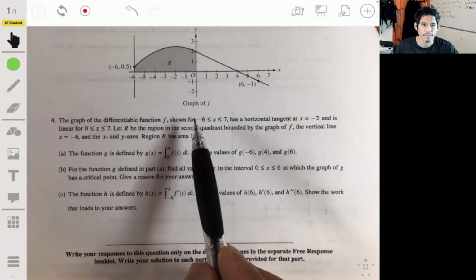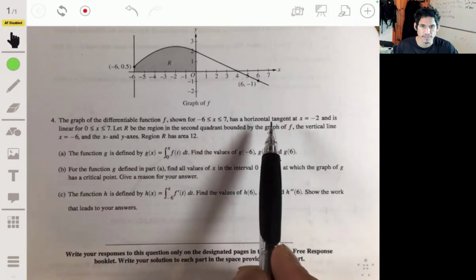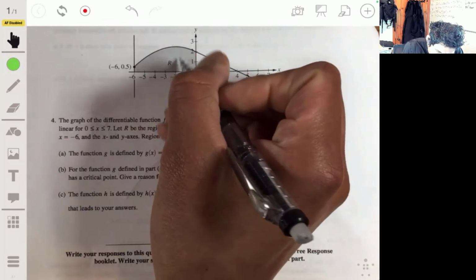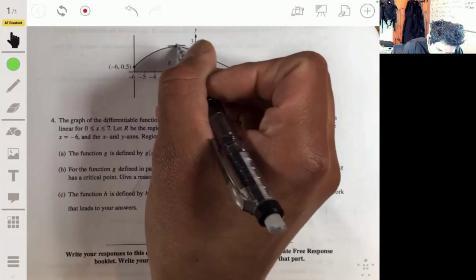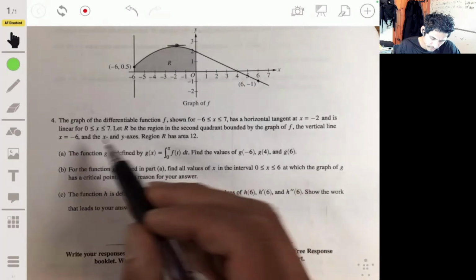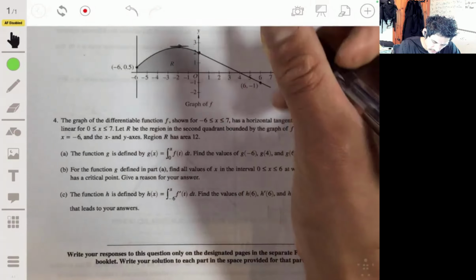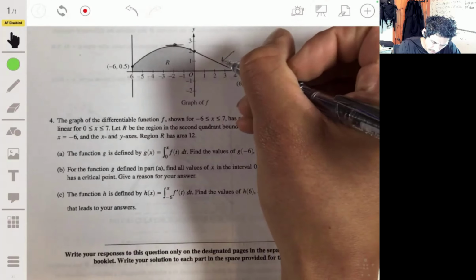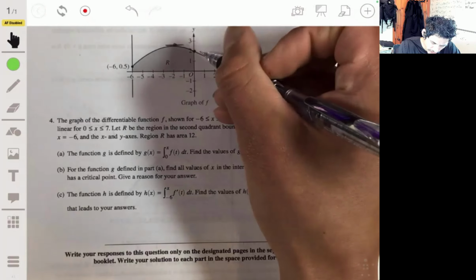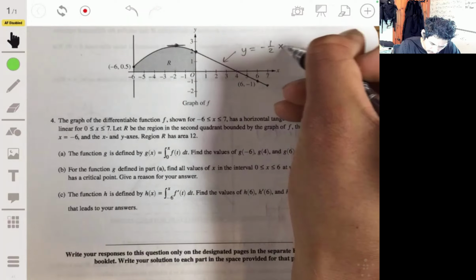And we're told that this is the graph of function f, and it has a horizontal tangent at x = -2. So the horizontal tangent is there. It's linear on this part, from 0 to 7. So that's one thing we want to make a note of. This is the linear graph, so on that interval it would be -1/2 x plus 2.